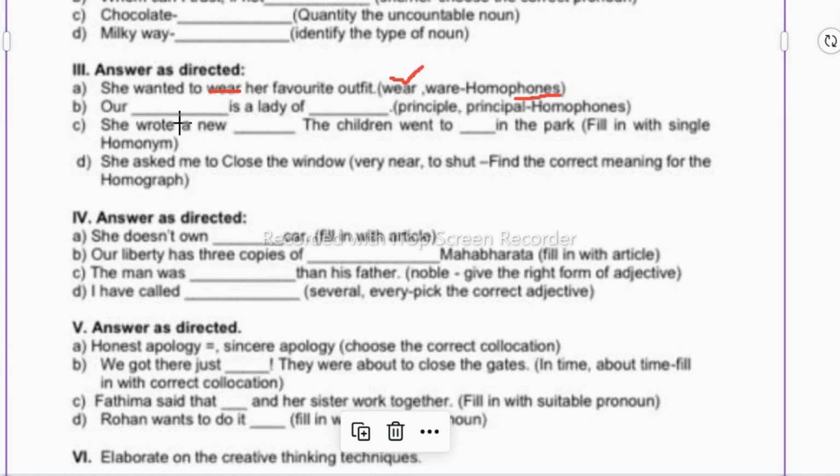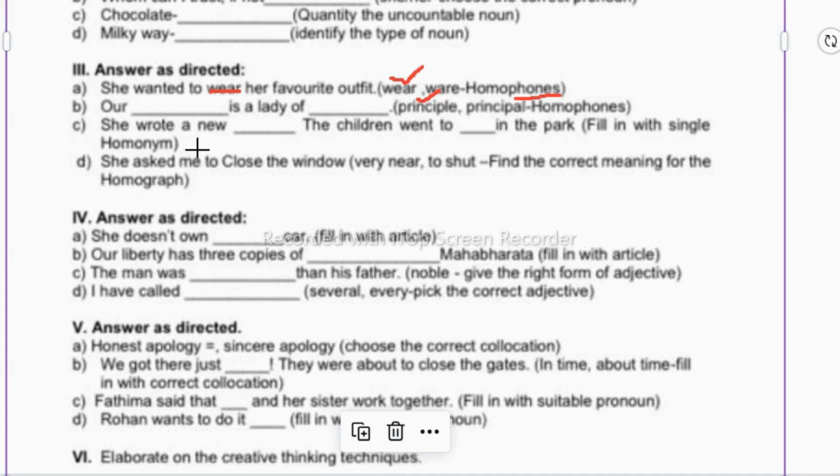Next one, our dash is a lady of dash. Principal or principle. Here again you have to choose the correct homophone. Our principal means this principal, P-A-L. Our principal is a lady of dash, principles means rules, this principle. Second you have to write this, first you have to write this.